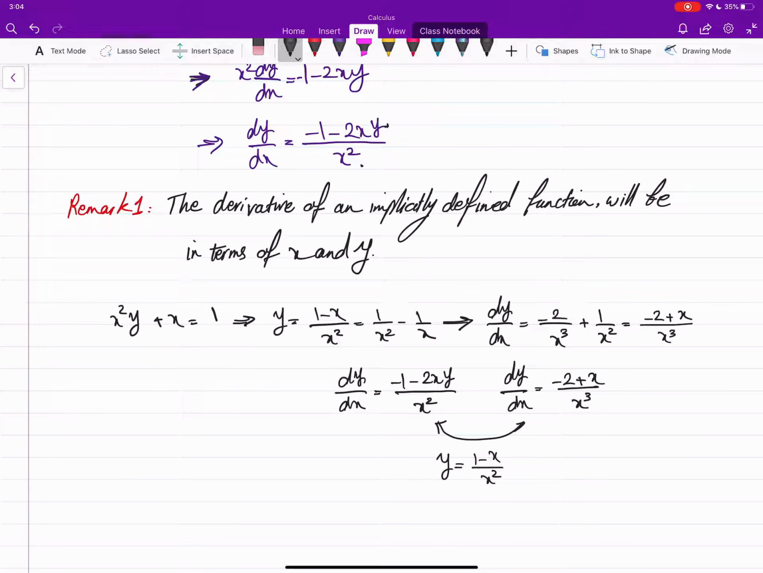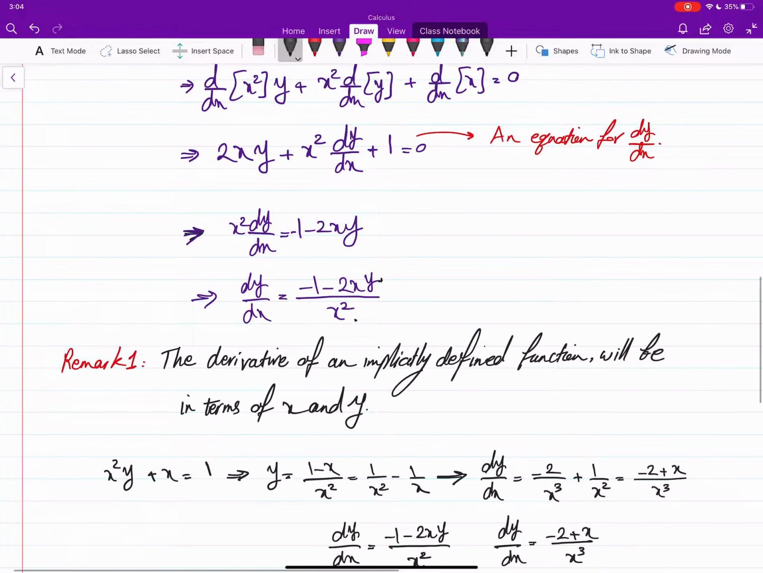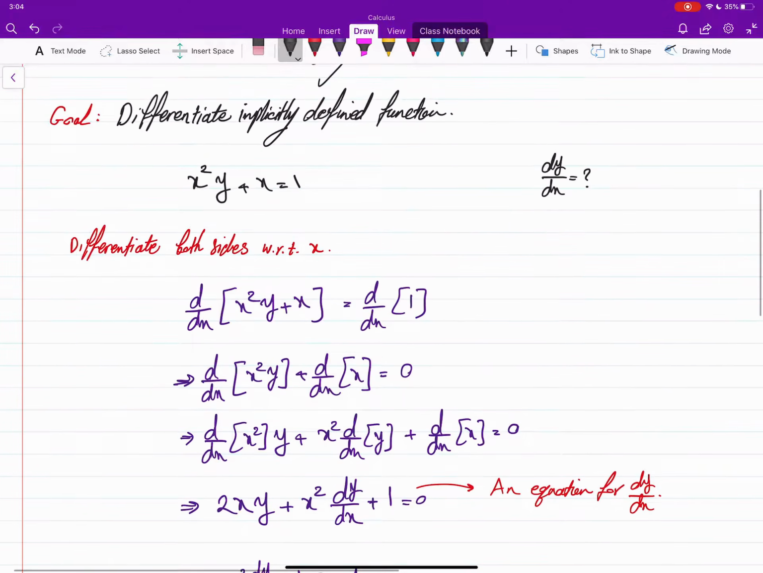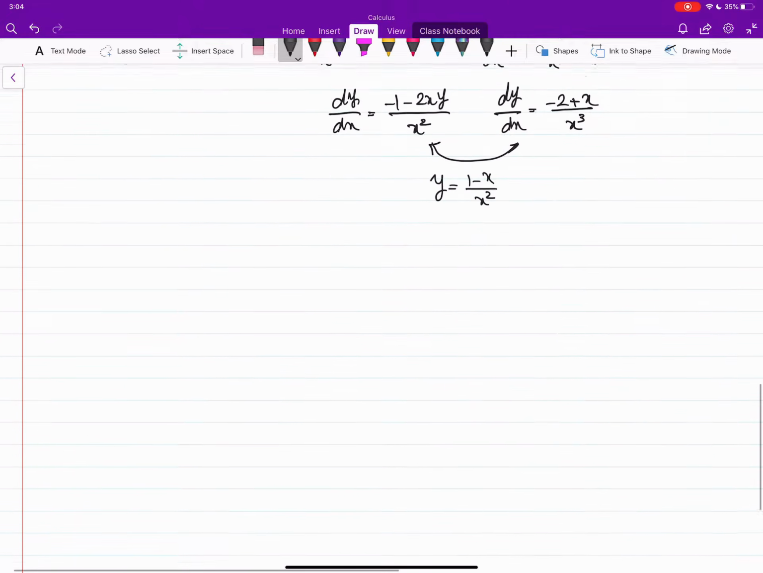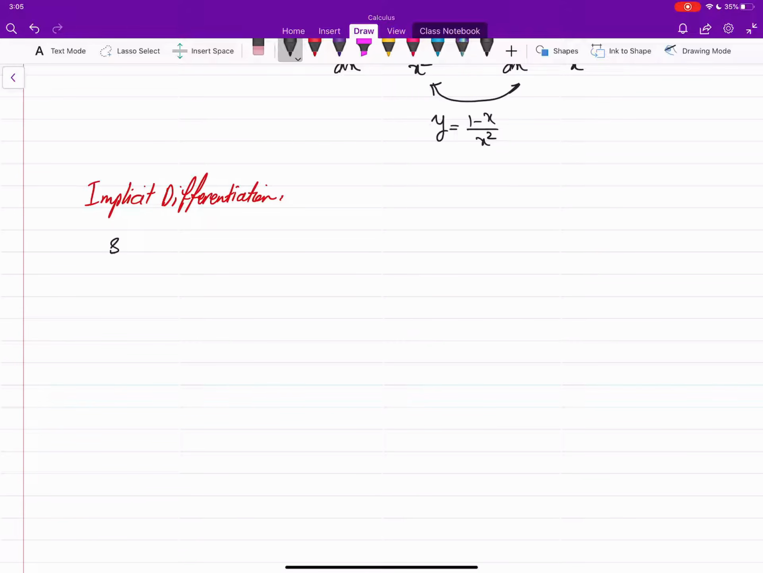So that was the remark 2 that I wanted to mention. Well, now that we did one example and we saw what is going on in this case, let's write the steps of the implicit differentiation. So this is called implicit differentiation. An equation in x and y is given, and the question asks us to find dy dx.